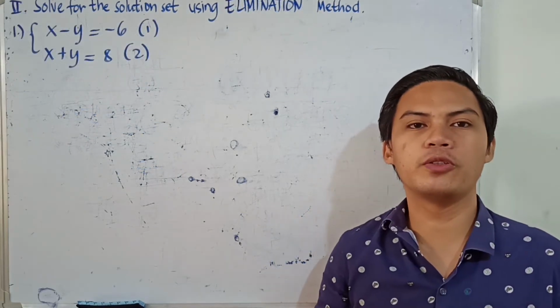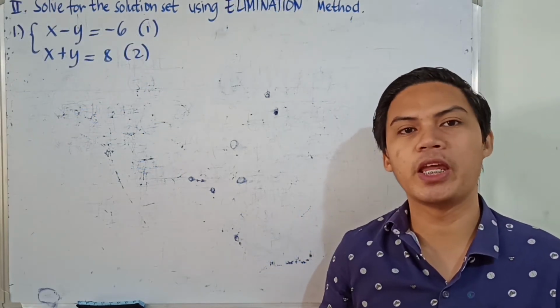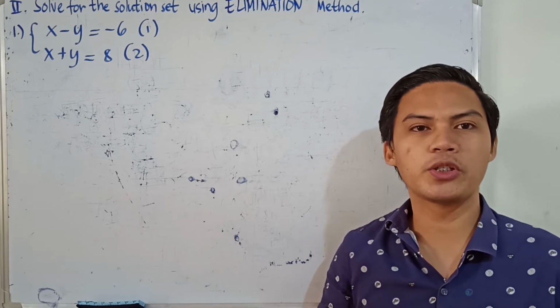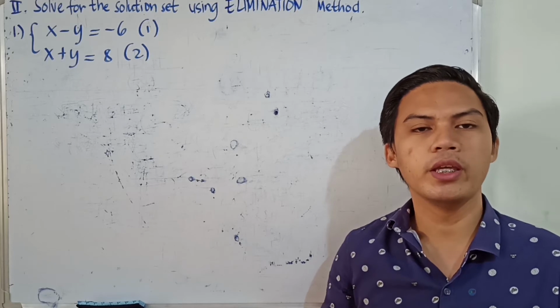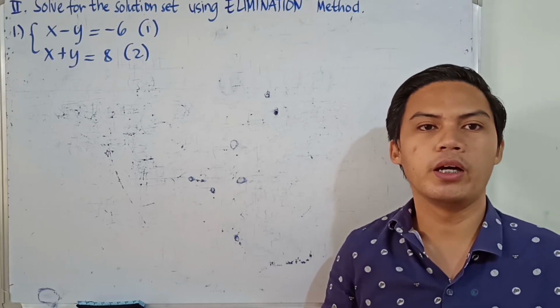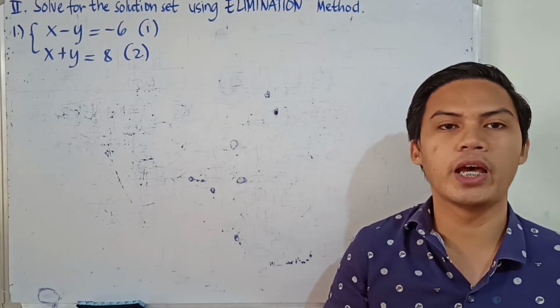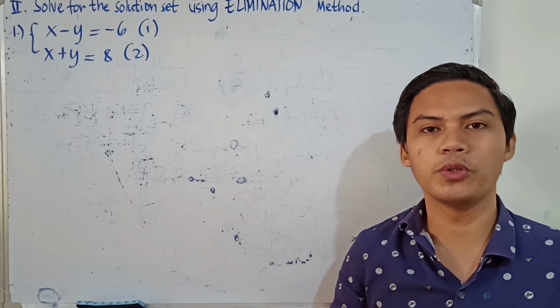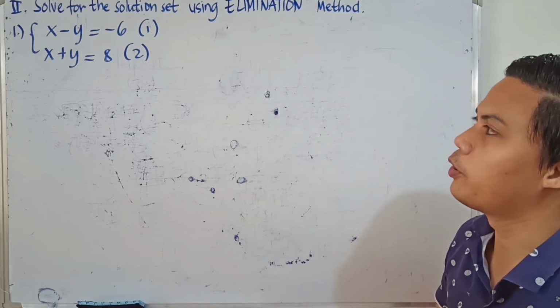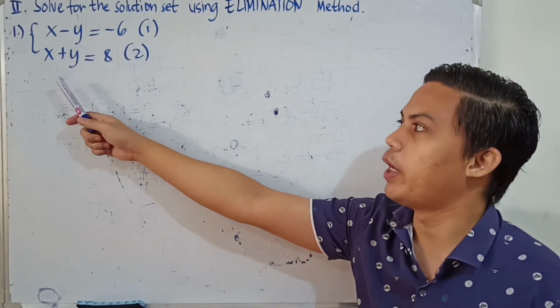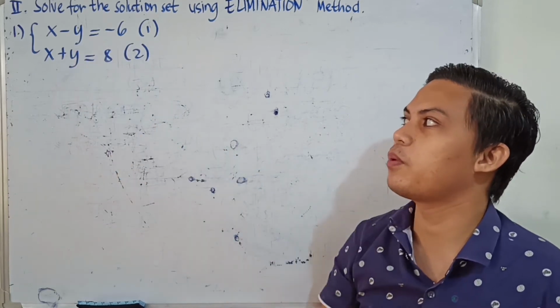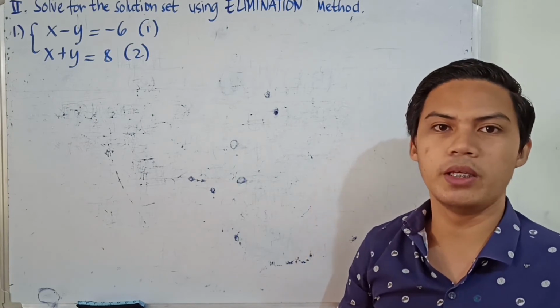And let's go now to the second method. We have the elimination method. So when we say elimination method, we're going to examine the two equations and try to eliminate one variable in order for us to solve the other variable. So how are we going to do it? Example number 1, we have x minus y is equal to negative 6. And the second equation is x plus y is equal to positive 8.